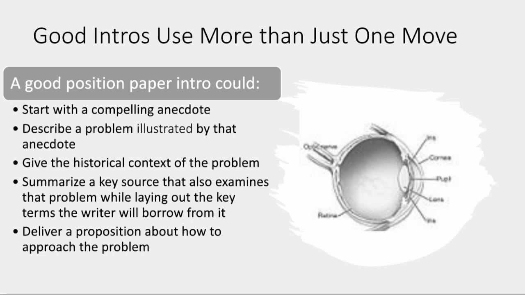Good intros usually do more than one of these things. They usually use a combination of different moves lined up in a sequential order. So start with a compelling anecdote that's related to your topic. Maybe you use that to establish some kind of emotional connection with your audience, an appeal to pathos. Then you describe a problem illustrated by that anecdote, give some historical context of the problem, summarize a key source that also examines the problem while laying out the key terms that you'll borrow from it, and then deliver a proposition or a thesis about how you will approach the problem in your paper.